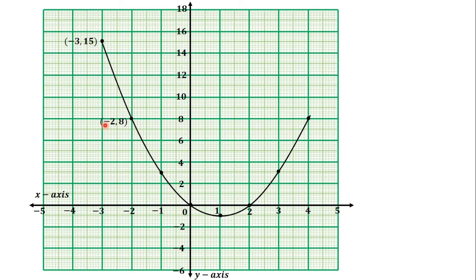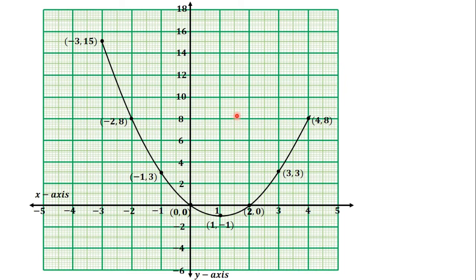The coordinate here is minus 2, 8. The coordinate here is minus 1, 3. The coordinate here is 0, 0. The coordinate here is 1, minus 1. The coordinate here is 2, 0. The coordinate here is 3, 3. And the coordinate here is 4, 8.